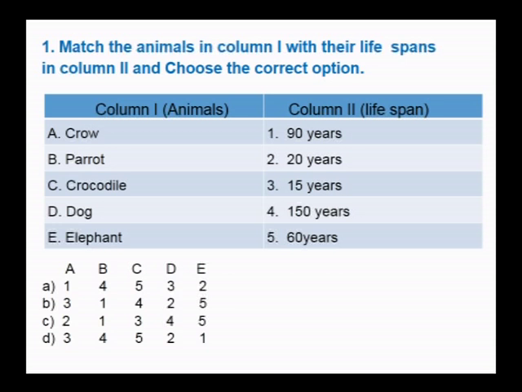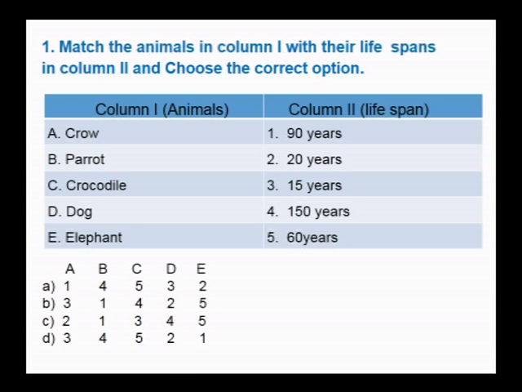Match the animals in column 1 with their lifespan in column 2 and choose the correct option. See, in column 1, the animals are given. In column 2, lifespans are given. So you should know about the lifespan of the organisms, then only this question can be easily answered.